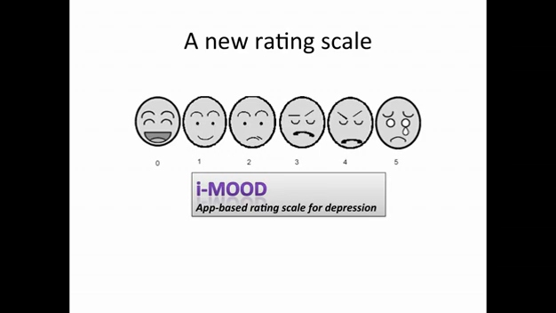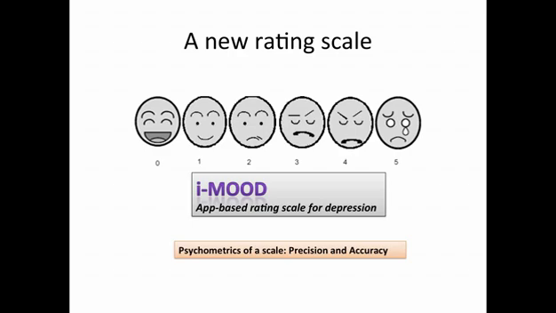A research team comes up with a new scale to measure depression. The scale is called I-Mood. They are strongly advocating for using the scale as they claim this will improve your diagnostic confidence and benefit your patients. How can you be sure that the scale is going to be of use? You can test the psychometric properties of the scale, especially precision and accuracy.